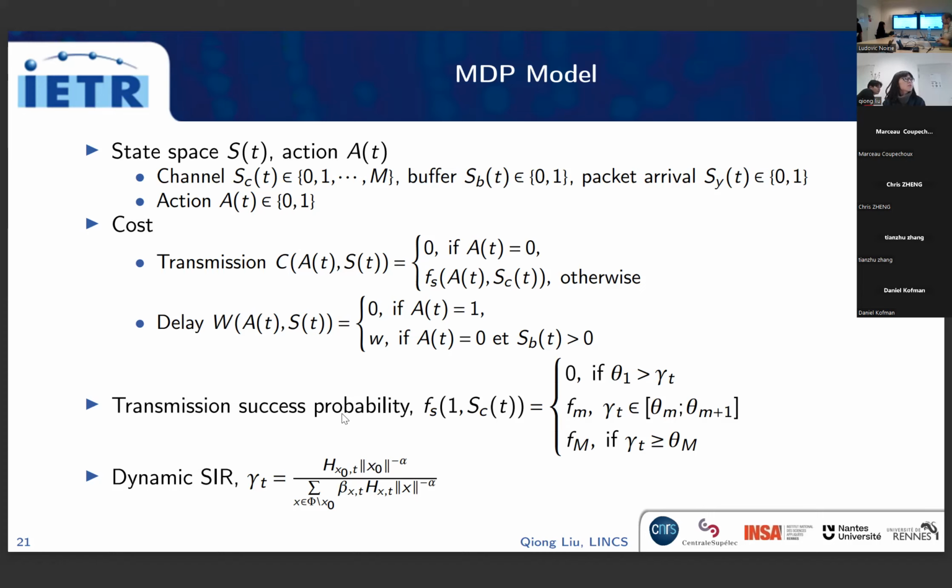The third definition is the transmission success probability. The transmission success probability increases with the level of dynamic SIR. Here we consider interference-limited scenarios.